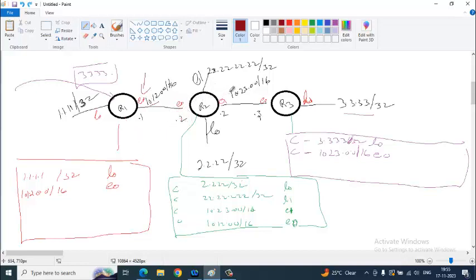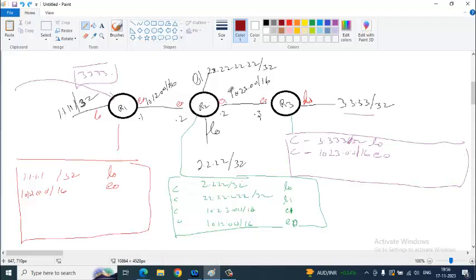So this will happen only if we add the static route, correct? So you can write a static route either by saying the exit interface or by giving the address of the next hop.